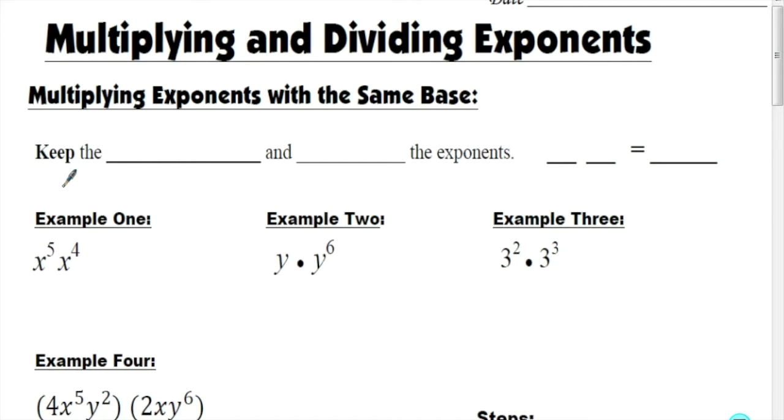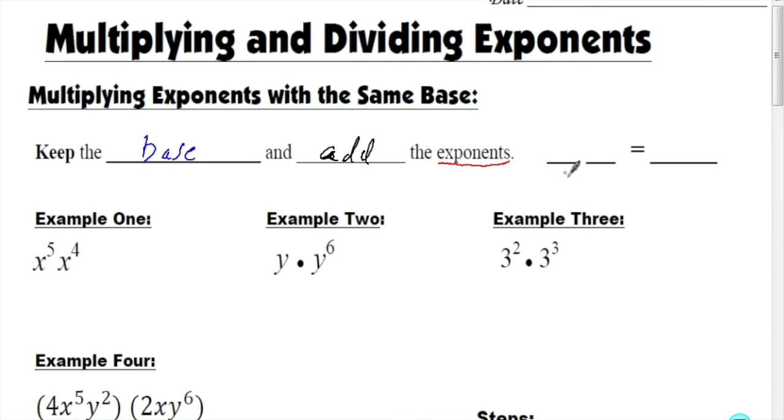So when we're multiplying them together, we want to keep the base, and the base should be in blue, so keep the base and add the exponents. In the exponents, we're going to underline in red, because that will help keep the two things separate as we go along.